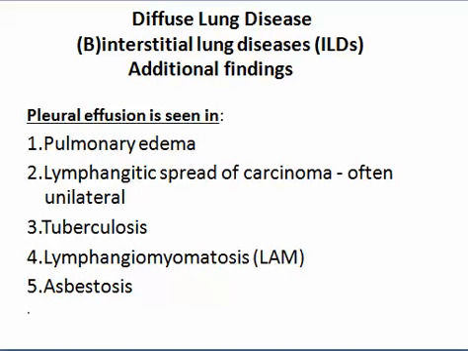Lymphangitic spread of carcinoma, but this is often unilateral. In TB, you can find tuberculous pleurisy, tuberculous empyema. In lymphangiomyomatosis, LAM, you can find it sometimes. In asbestosis, of course, we are dealing with the periphery, so expect that the periphery can have some sympathy, and you will find pleural effusion.